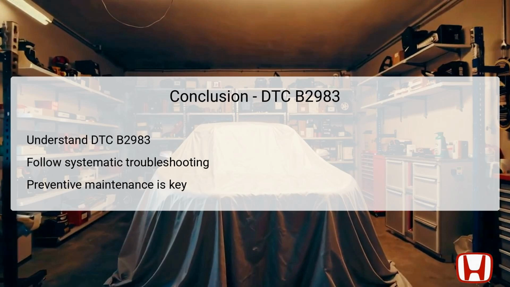In conclusion, understanding DTC B2983 is essential for diagnosing and repairing the problems associated with the recirculation control motor in the Honda Accord 2023 and newer models. By following a systematic troubleshooting approach, technicians can effectively pinpoint the cause of the error and implement necessary repairs. Identifying whether the issue lies with the motor, wiring, or climate control unit is crucial for resolution.